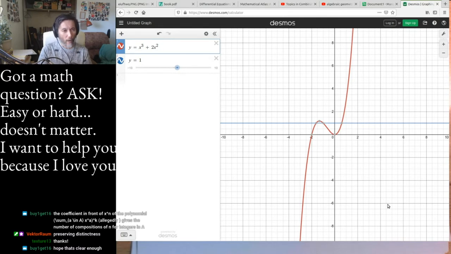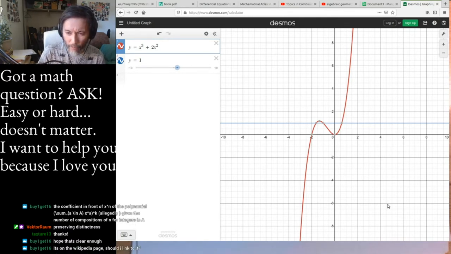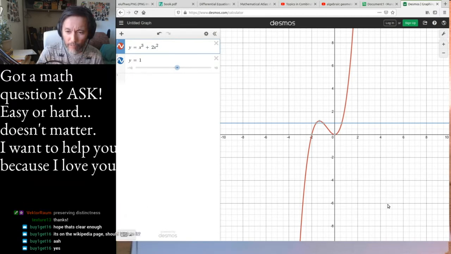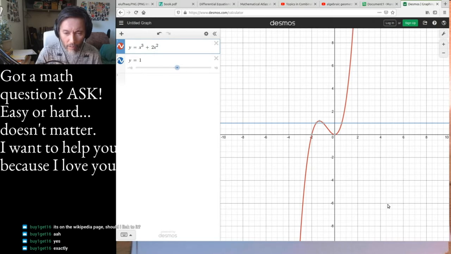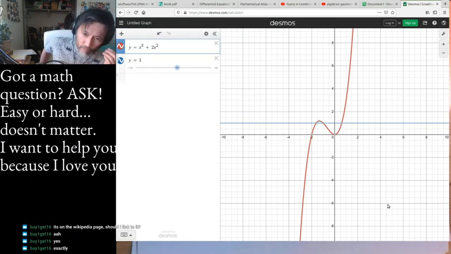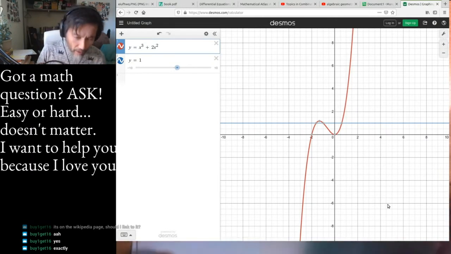So I don't know what compositions are. Are they ways of expressing n as a sum? A sum using k of the elements of A? Like, this makes sense to me. Okay. So if you look at, okay.